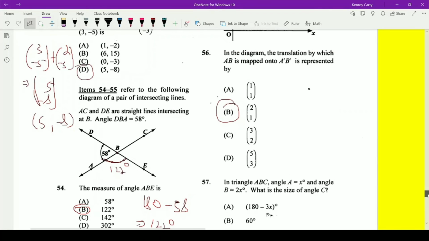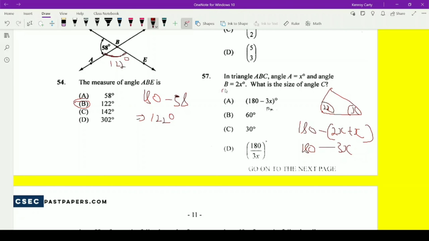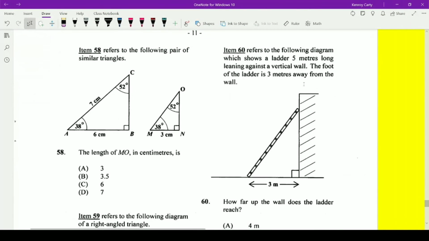Question 57. It says in triangle ABC, where angle A is x degrees and angle B is 2x degrees, what's the size of angle C? Now, in any triangle, all the angles add up to 180. So if this is x, this is 2x. Once I know these two angles and I want the third angle, I simply subtract from 180. So it's going to be 180 minus, and I want to put those in a bracket, so I have 2x plus x. Now 2x plus 1x is going to give you 3x. Alright, so it's 180 minus 3x. Yeah, 57, A as in apple. Alright, taking it down.